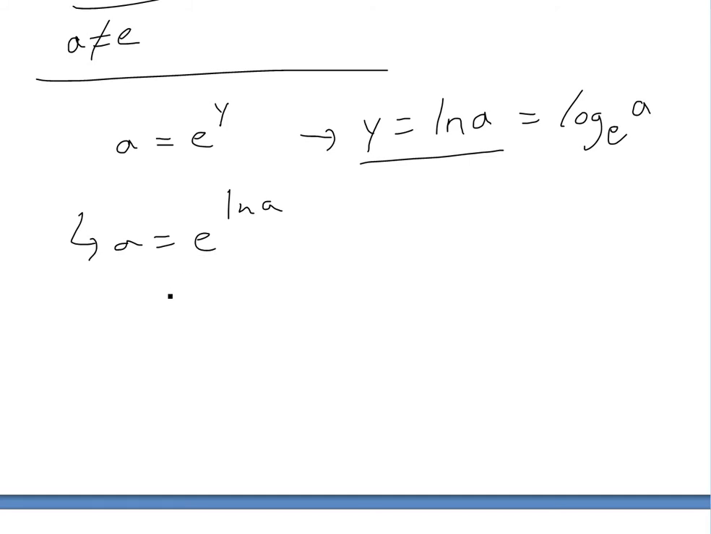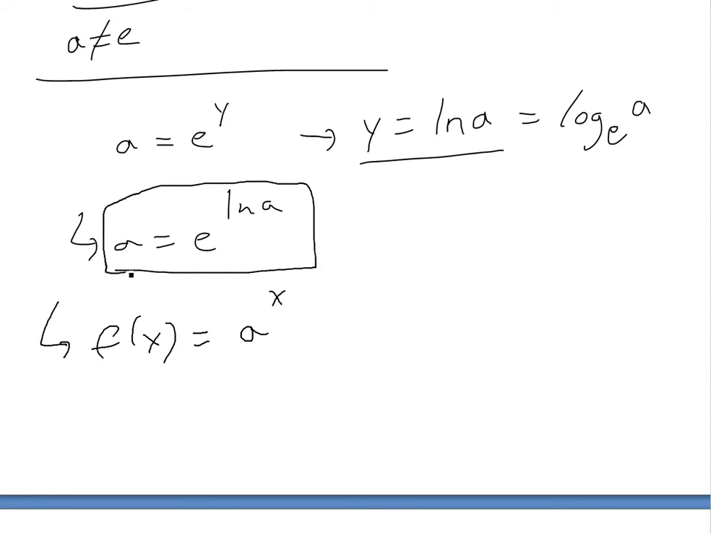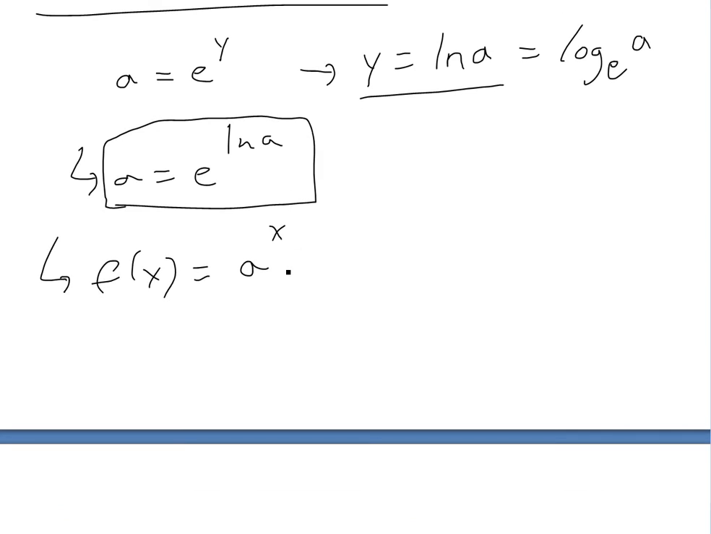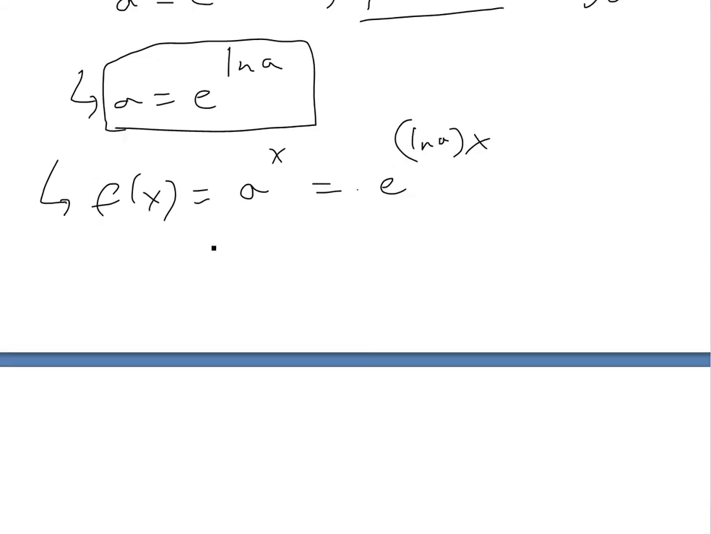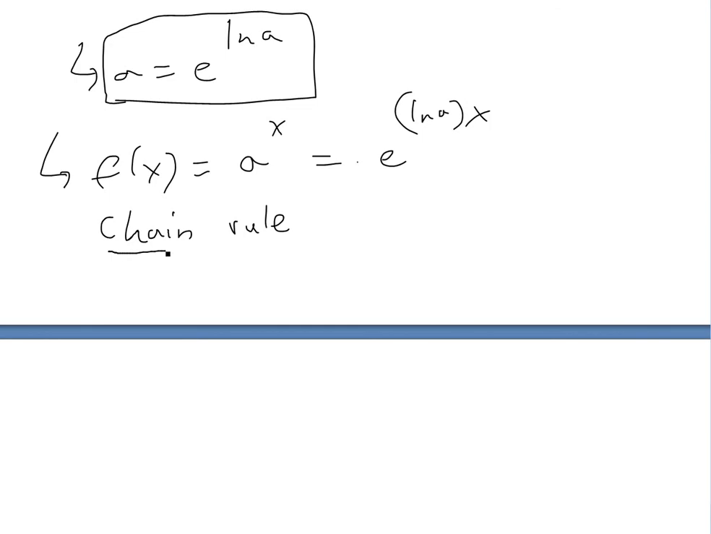So now if we have f of x equal to a to the x, and we know that any number can be written like this, you can see my video on natural logs for how these rules come about. It's pretty useful. So this is going to equal e to the (ln a) all times x. And now we can take the derivative using the chain rule. The chain rule is going to be really useful. You can see my other video on its derivation, but it's one of the most useful things you can learn in all of calculus.